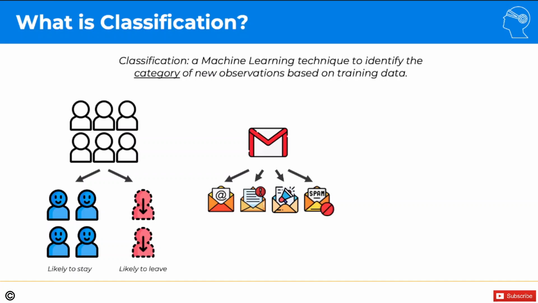Or it might be categorized as spam. So spam filters have become very good over the past few years. We barely see any spam in our inboxes, and that is thanks to classification algorithms.